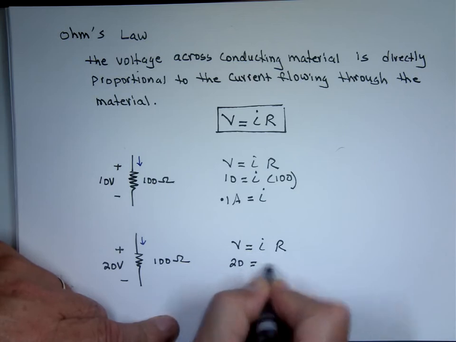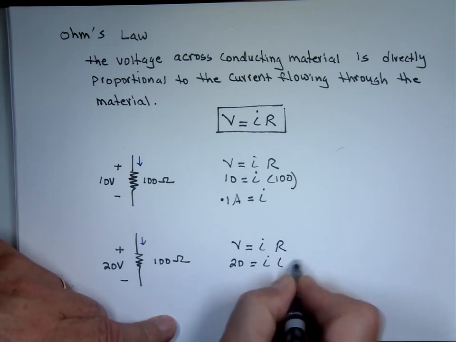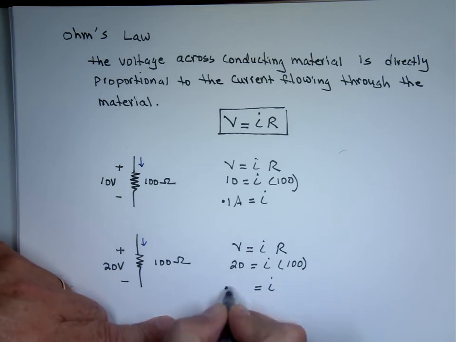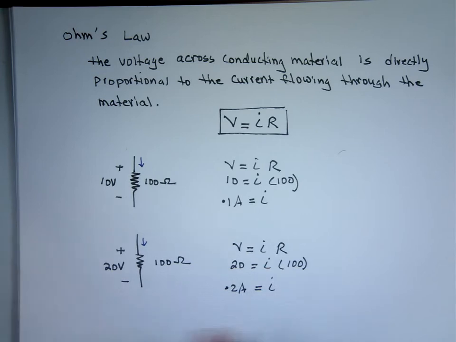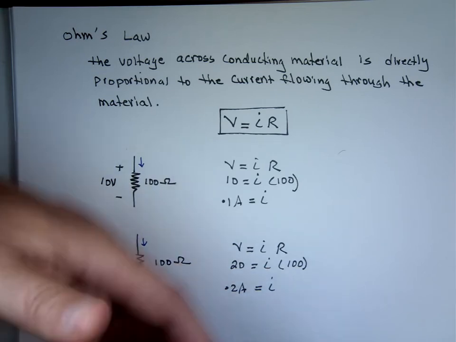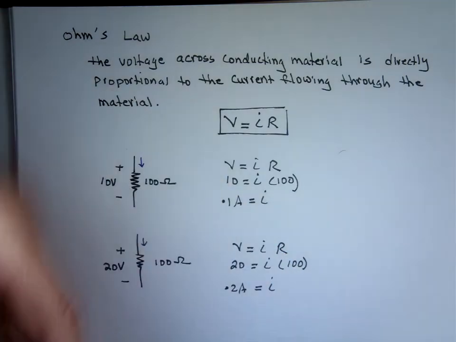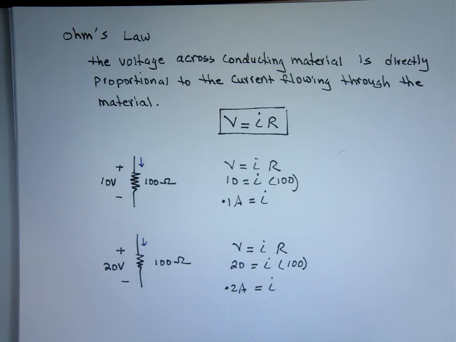20 equals I times R, which is what in this case, 100. I equals what? 0.2 amp. So the voltage doubled, guess what happened to the current? Doubles too. If one increases, the other one increases. If one decreases, the other one decreases.